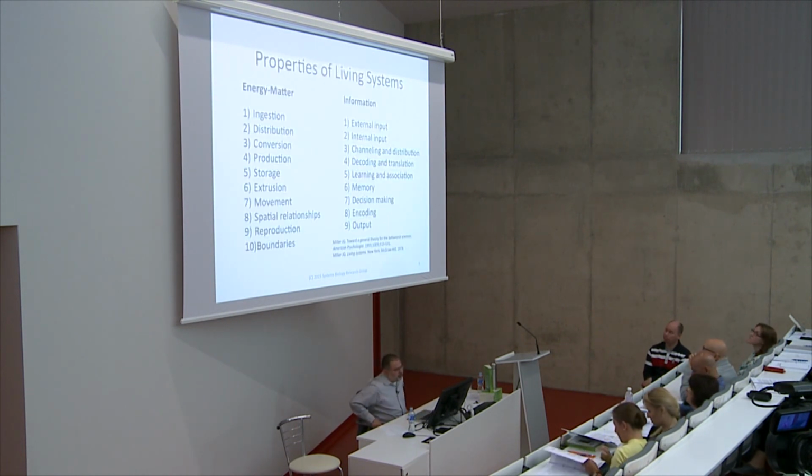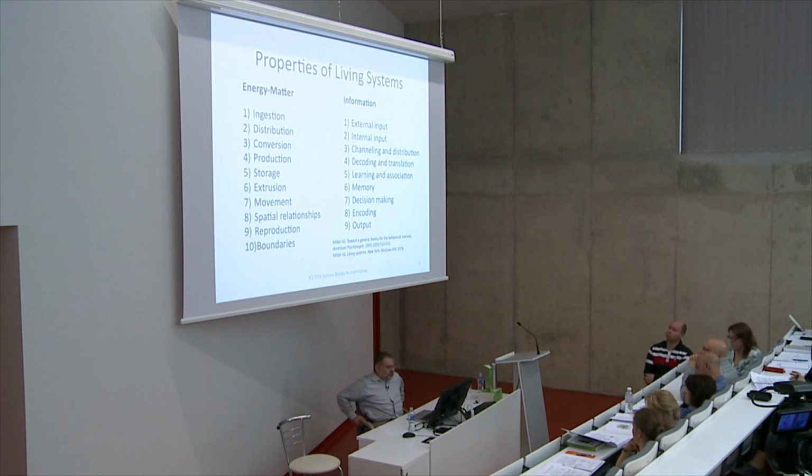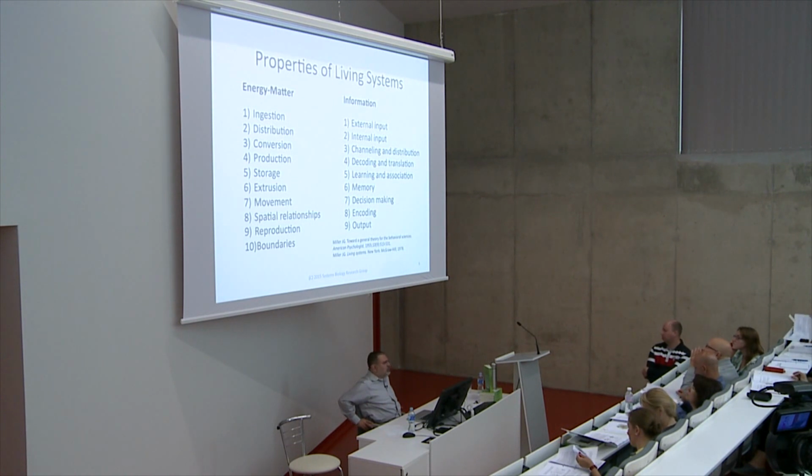In general, we can say that the properties of living systems can be divided into two general groups according to James Miller in his work on living systems: energy matter and information. So energy matter has 10 different qualities: ingestion, distribution, conversion, production, storage, extrusion, movement, spatial relationships, reproduction, and boundaries. And then the information qualities are 9: external input, internal input, channeling and distribution, decoding and translation, learning and association, memory, decision-making, encoding, and output.